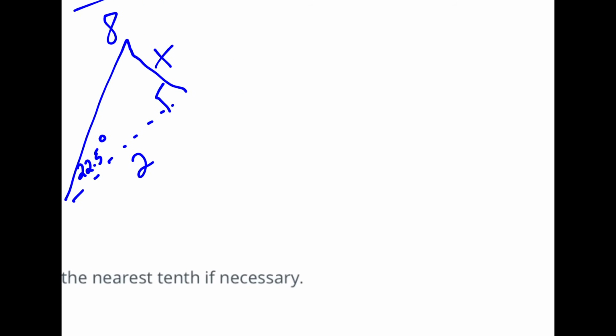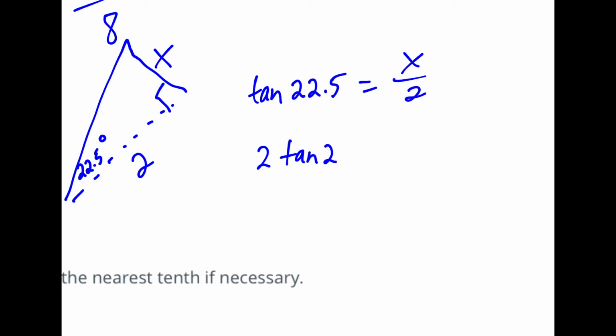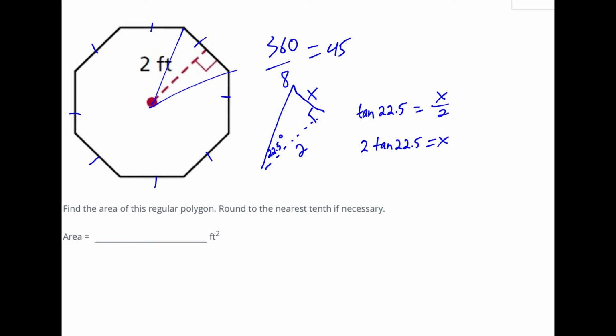So we can use Sohcahtoa trigonometry. The tangent of 22.5 is equal to x over 2. So 2 times the tangent of 22.5 is equal to x. Now if we stop here and round, our final answer is going to be wrong. So let's think about what this actually represents. This represents 1/2 of the base. So I want to double that again.